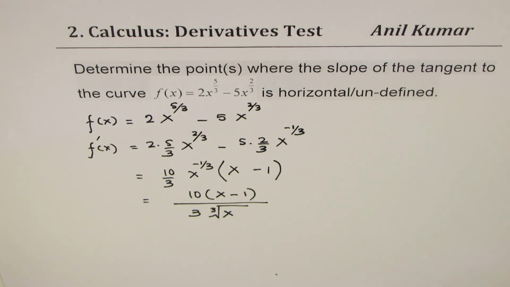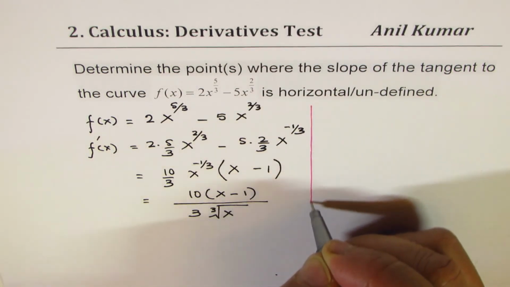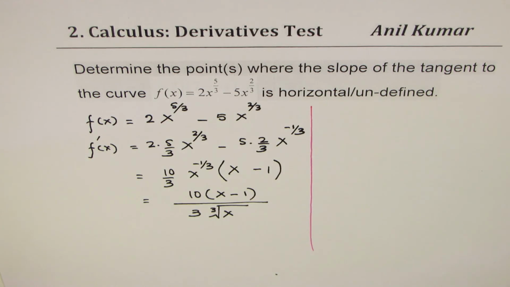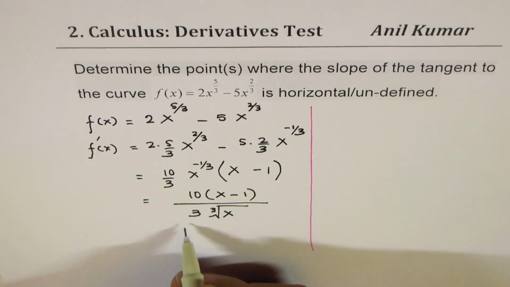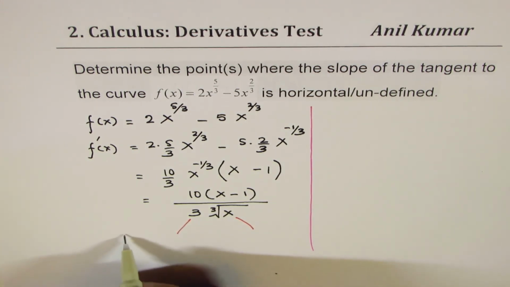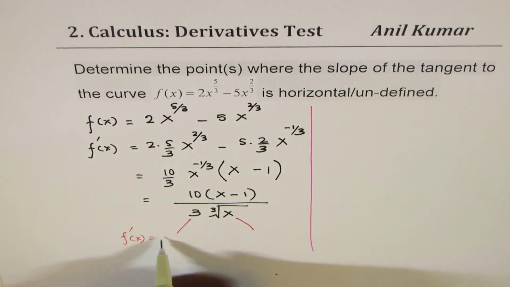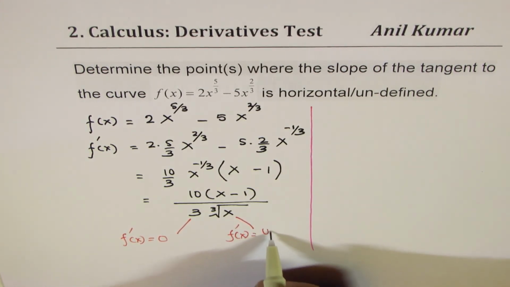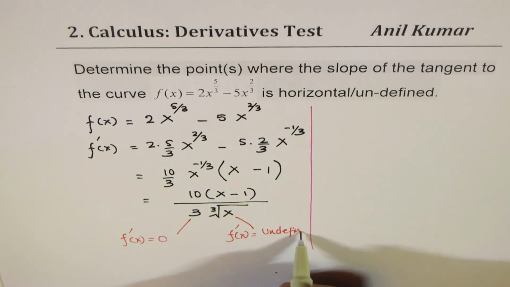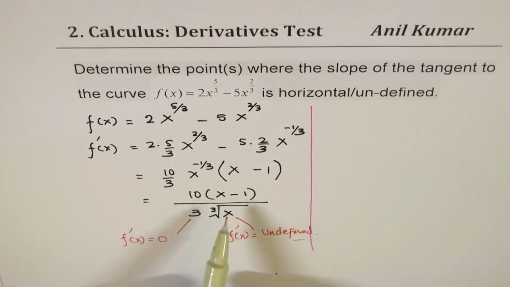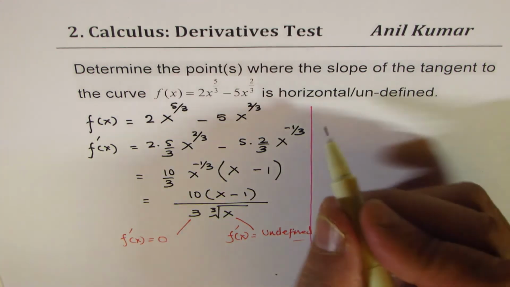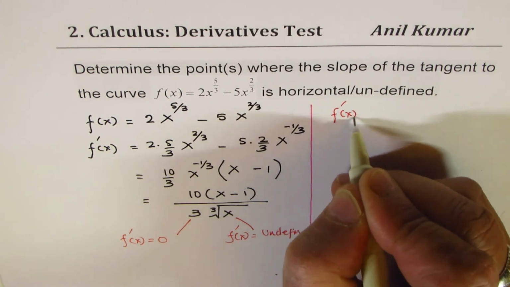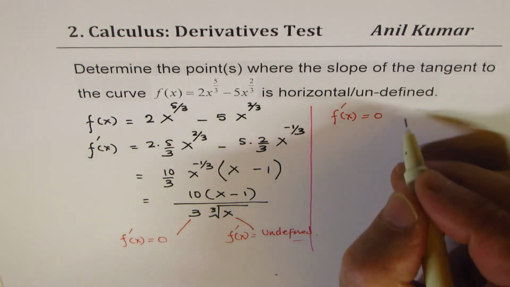Now the question is, when is the derivative 0, and when is the derivative undefined? So we are looking for two cases. One is that the derivative equals 0. The other one is that the derivative is undefined. Now derivative is 0 when numerator is 0. Perfect. So case 1, where we'll consider derivative equals 0. Horizontal, that means.